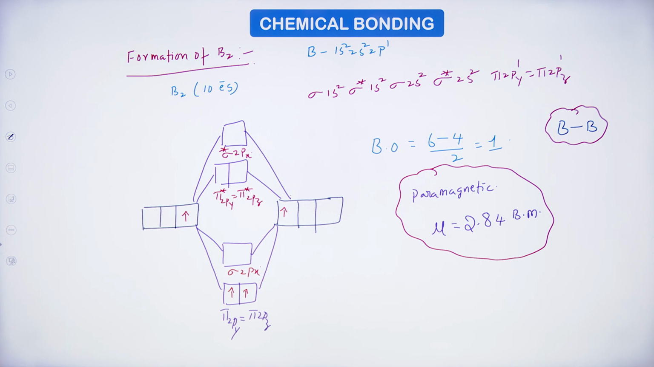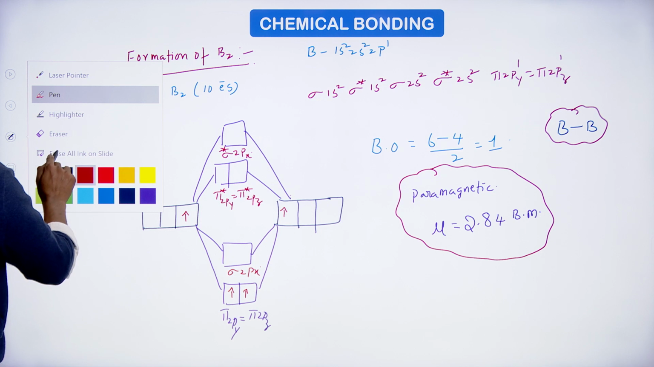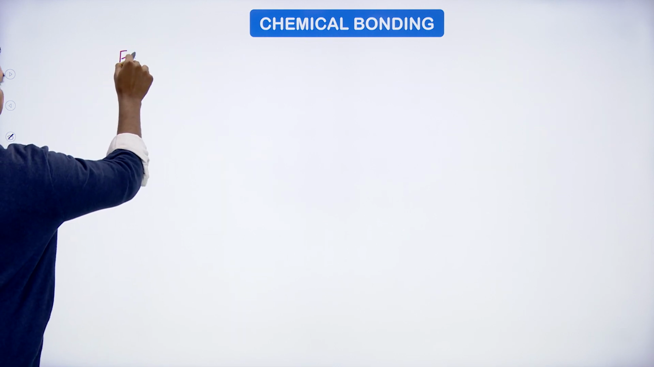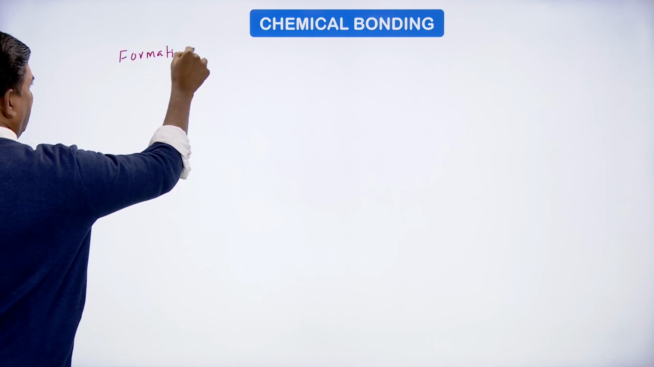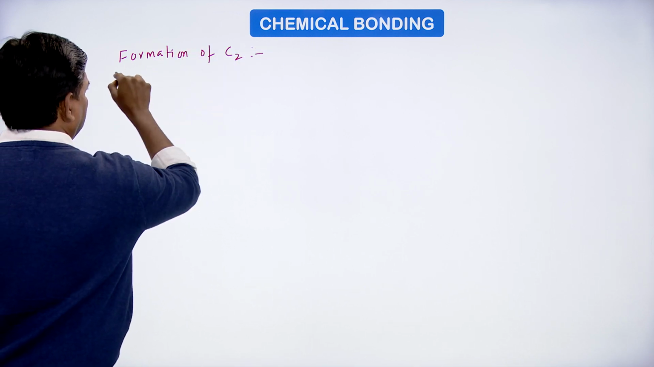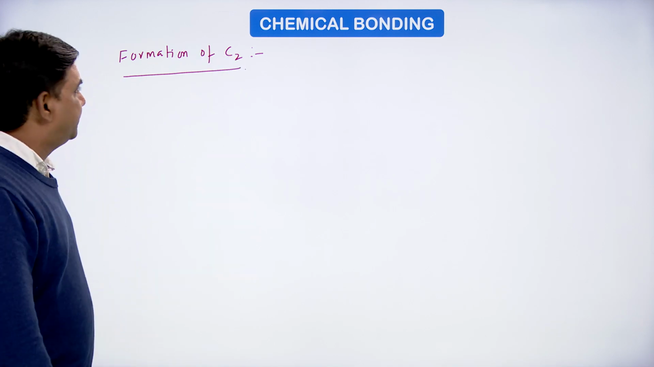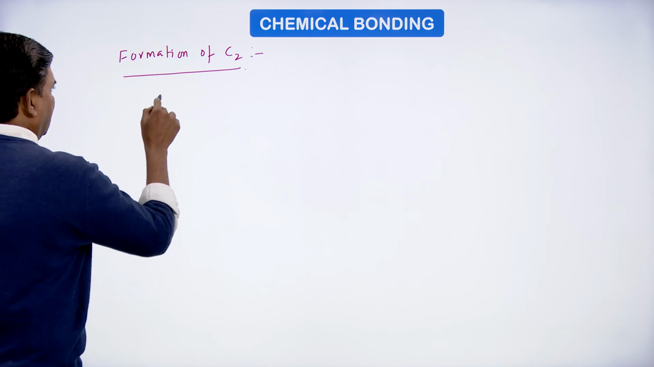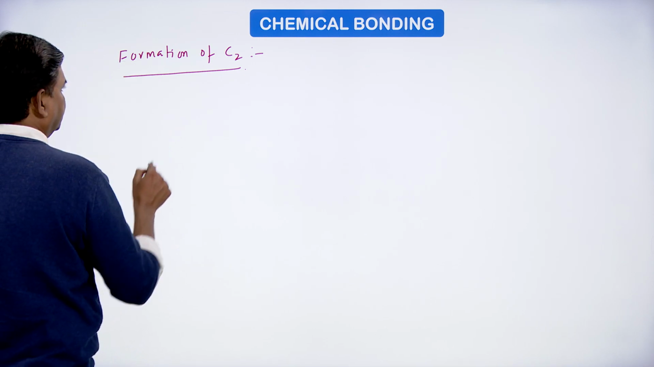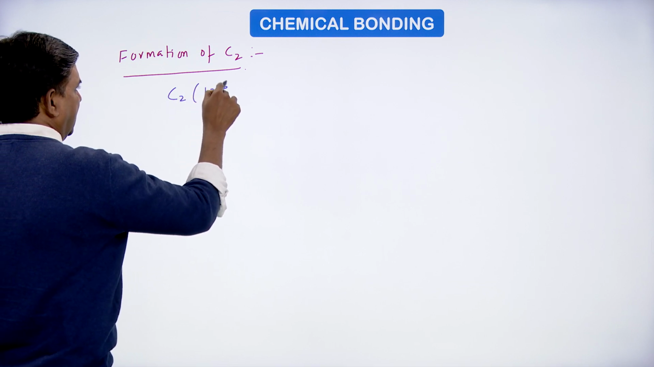Formation of boron. Next, students, formation of C2. C2 contains 12 electrons.